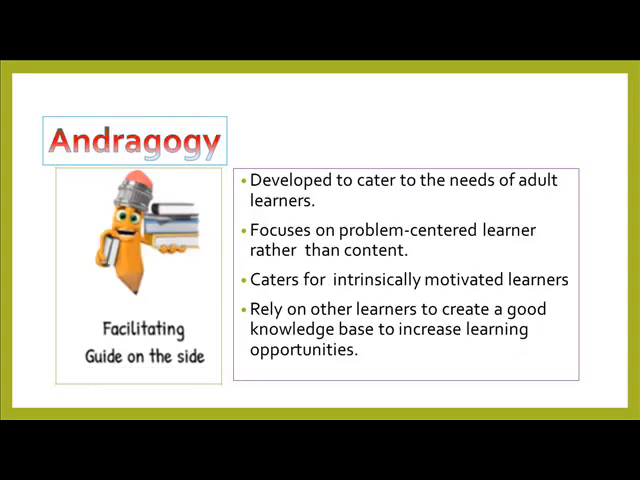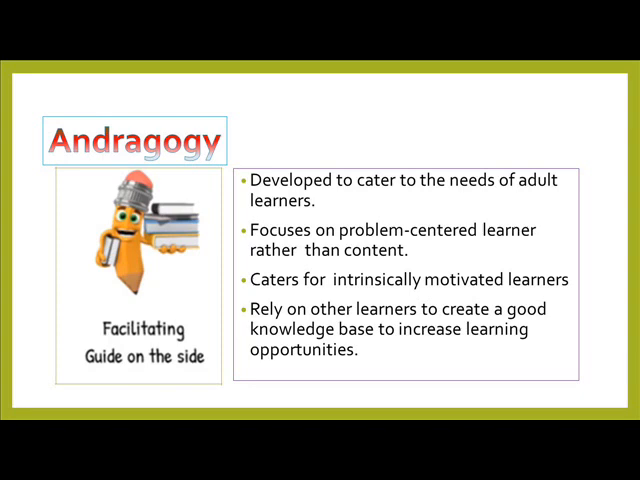Andragogy is a learning theory developed to cater to the specific needs of adult learners. Adult learners are more self-directed, especially with online learning, and tend to focus on the process of instruction and how it relates to their profession and personal life rather than content.